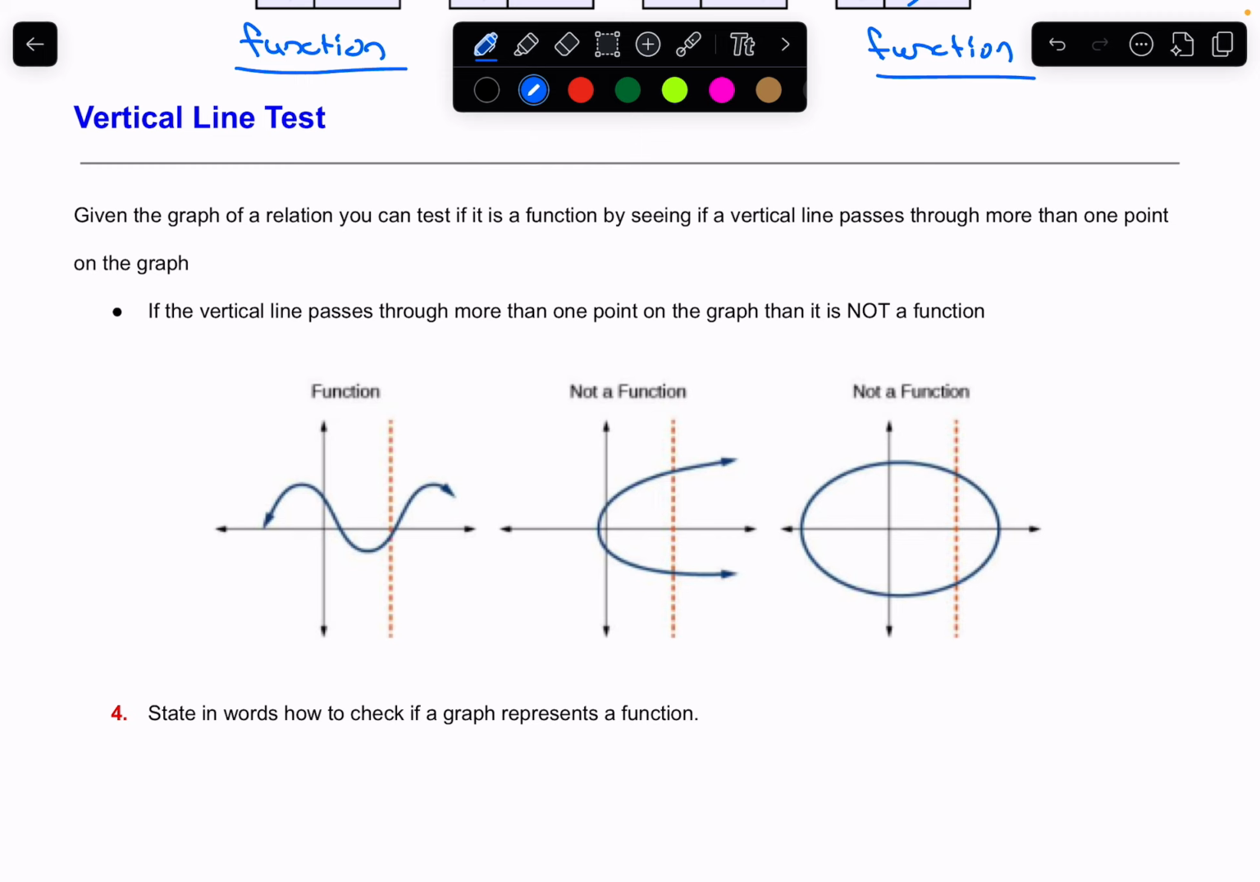So the first one we see, this vertical line, let me use the highlighter here. This vertical line only touches the graph once, and no matter where I put a vertical line, it's never going to be touching the graph in more than one spot at a time. But notice in the second one, the vertical line drawn touches the graph at 2 points, right? Up here and down here. And so because it touches at 2 points, that is not a function.